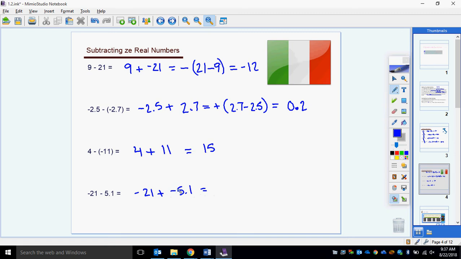I'm adding numbers with like signs, so same signs, they're both negative. I want to add the numbers, 21 and 5.1, and same signs add and keep. So I want to keep the negative, they're both negative. When I add 21 plus 5.1, I get 26.1, but I keep their negative out in front. So those are the 4 answers to subtracting the real numbers.